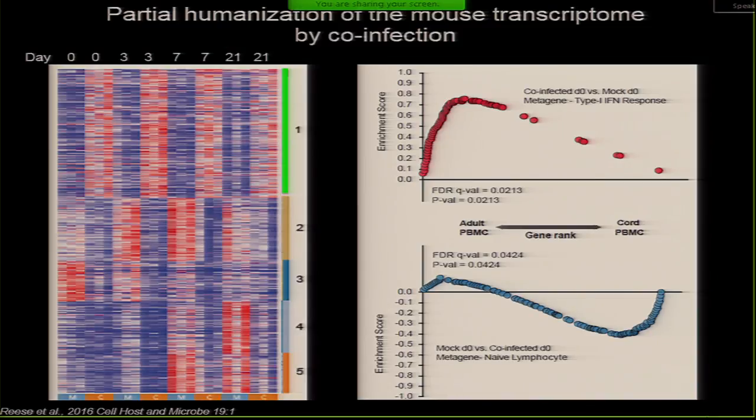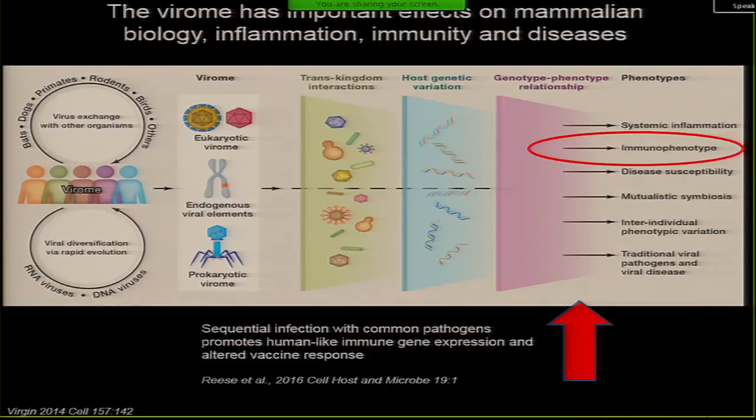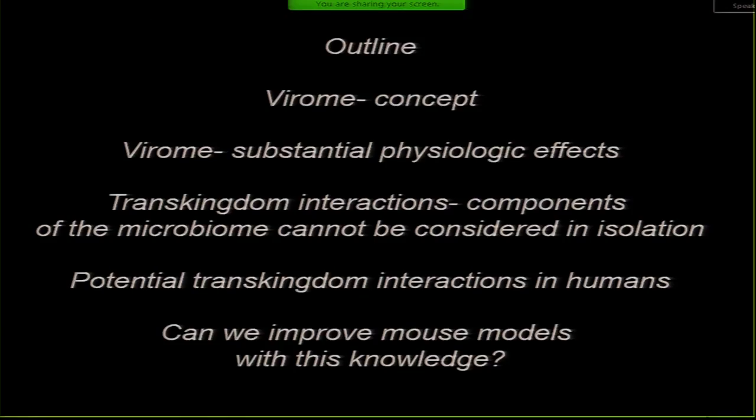So there are definitely sets of genes that we altered which are distinguished between those two groups in humans. I'm not proposing that we made the mice humanized, but we certainly changed genes which are different after exposure of humans to the environment. So those are the two signatures. This is an example of sequential infection with common pathogens promoting a human-like gene expression signature and altered vaccine responses in animals. So that's what I've spoken to you about today.